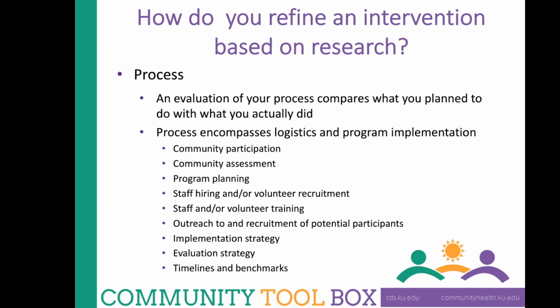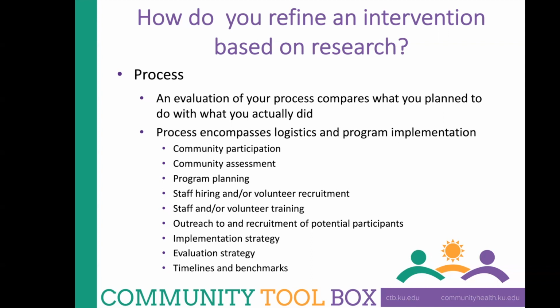Then there's outreach to and recruitment of potential participants. Was outreach successful to engage those from the groups intended? Were you able to recruit the number and type of participants intended? Implementation strategy is next up. Here, you're determining both what you actually did in implementing the program and what participants actually did. Did you structure the program as planned? Did you use the methods you intended to?